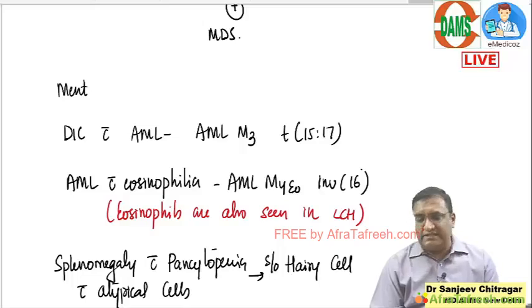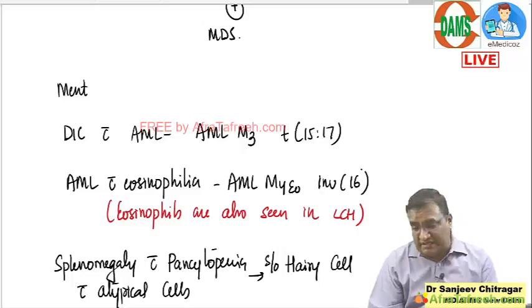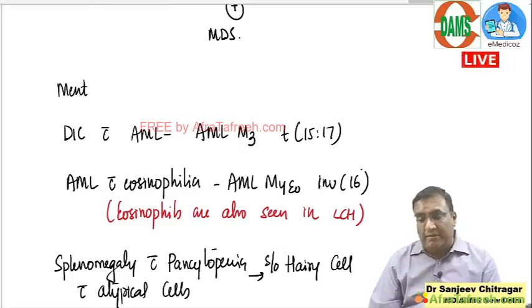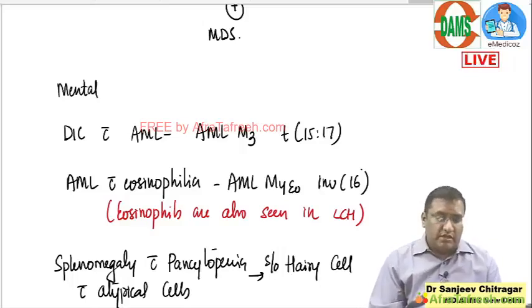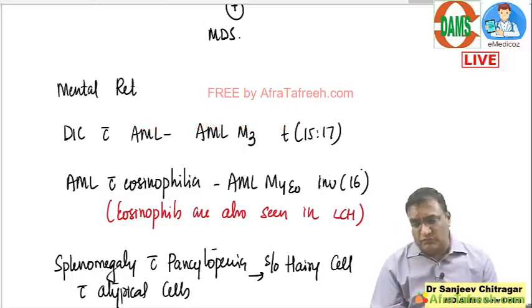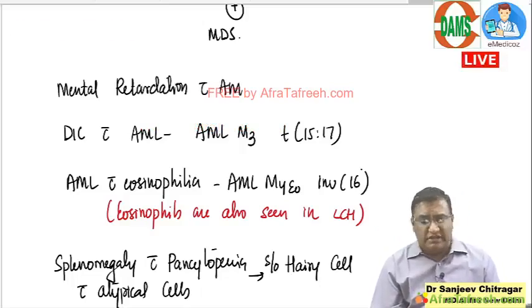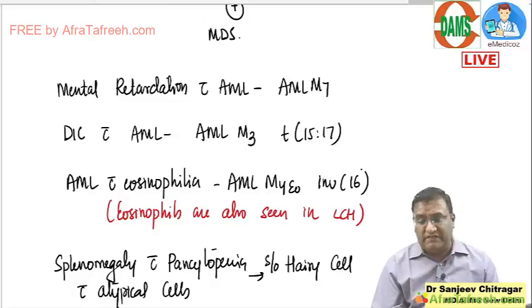MDS can present with either of them because it depends upon how many blasts are there and how much dysplasia is there. Usually MDS will come as a differential for your AML, not as a CML or myeloproliferative neoplasm. Mental retardation with AML, start suspecting M7, AML M7.